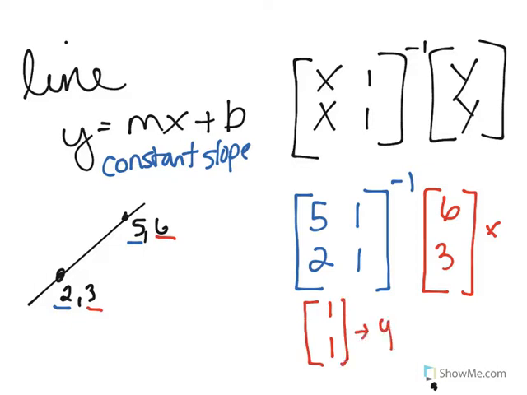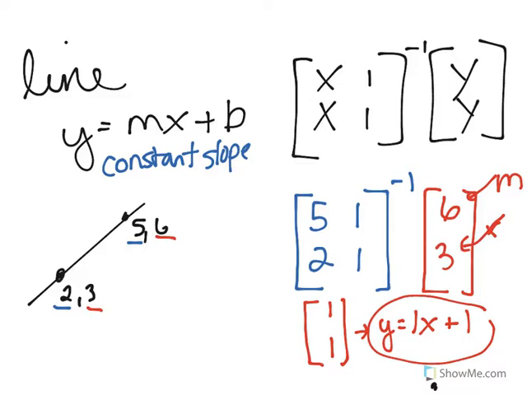Means the final equation is y equals 1x plus 1, the equation for my line. The values you get in order are m, you get first, and then b, you get second.